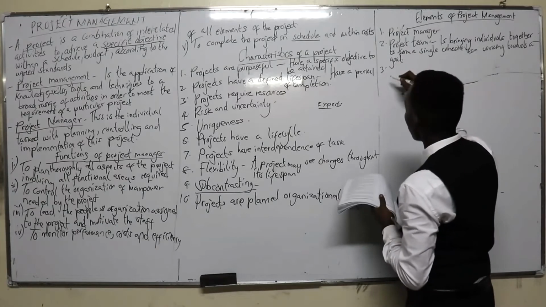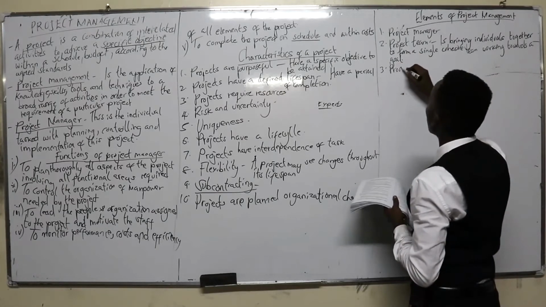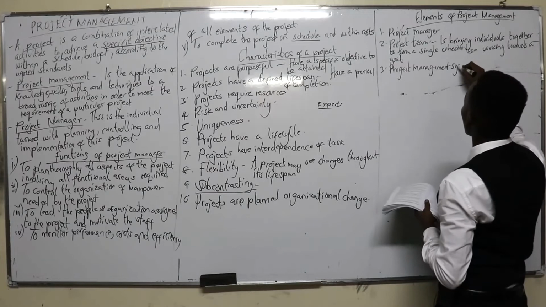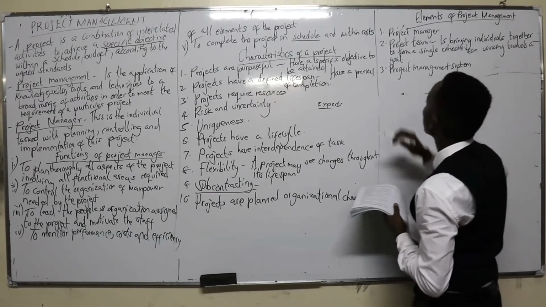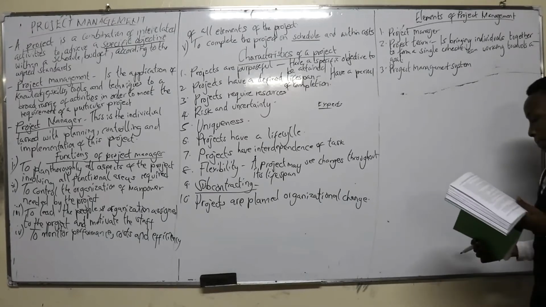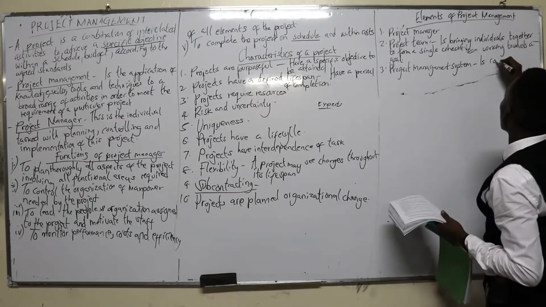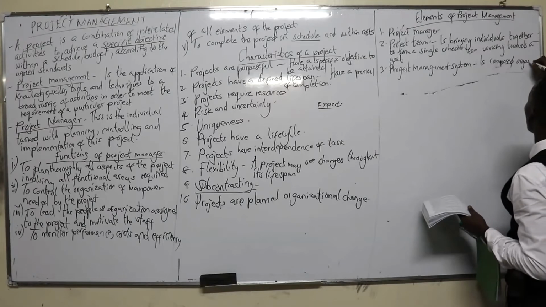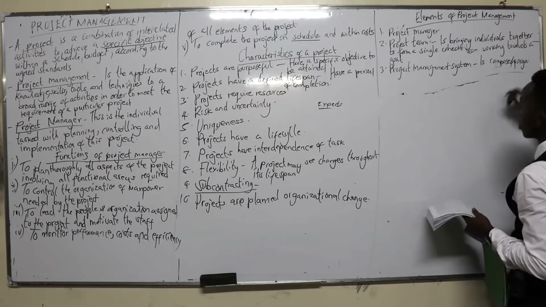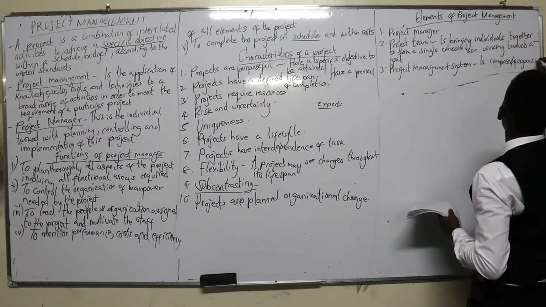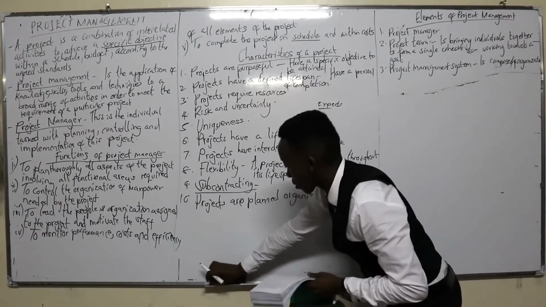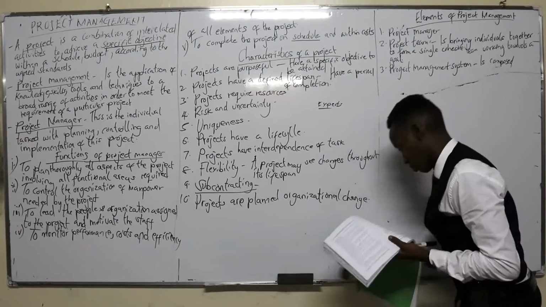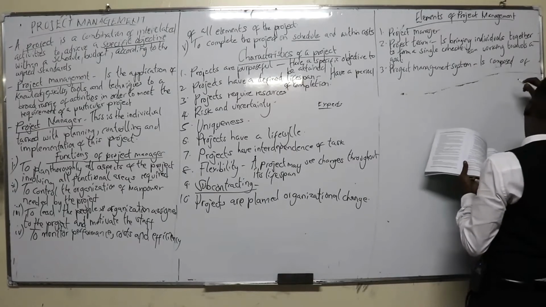Then also we have the project management system. So this is the entire bit of the project management in terms of keeping tabs on the performance. The project management system is composed of how work will be done. For instance, the organization is composed of the organizational structure.